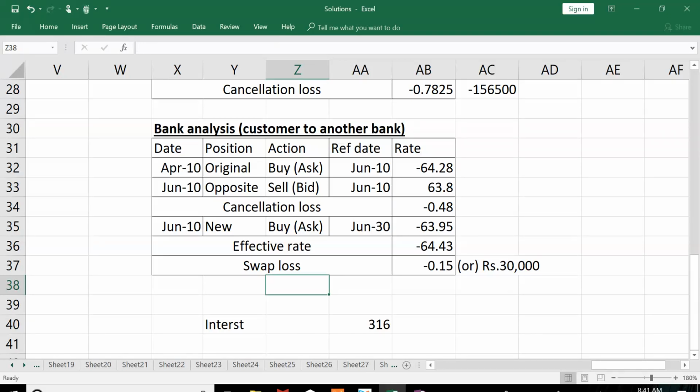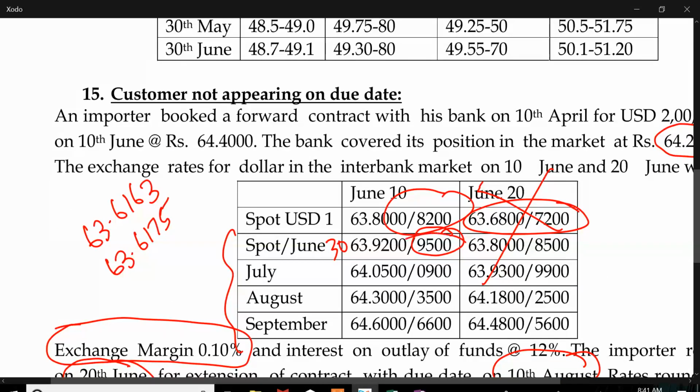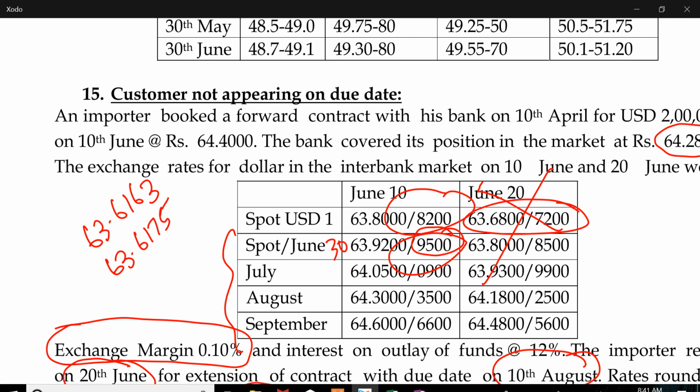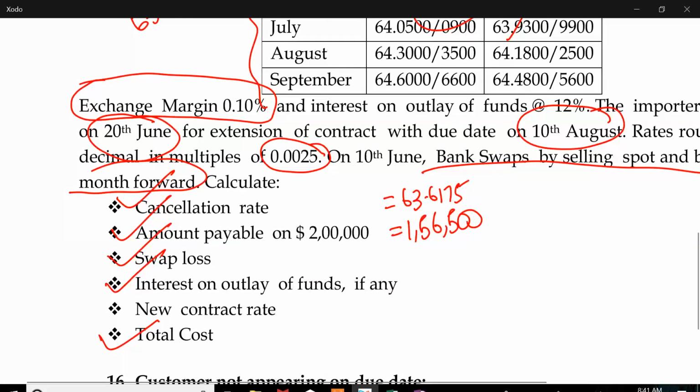Basically it is called swap loss because you're swapping your June 10 contract with the June 30 contract. You're swapping the date from June 10 and taking it to June 30. Even if you read the question, it says somewhere, swaps by selling spot and buying 1 month forward. They do a swap by doing spot and 1 month forward. Any doubts on this?